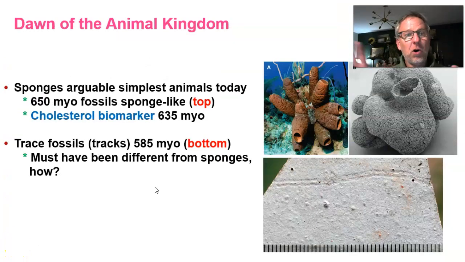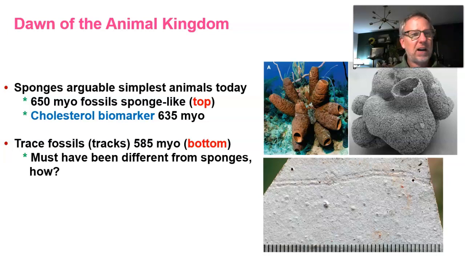So here we have the dawn of the animal kingdom, because at some point we see the origins of our own animal lineage, Animalia or Metazoa. Now, sponges arguably are the simplest animals around today. So we might use them as a model for what the earliest animal life forms were like. Indeed, we do have evidence of fossilized sponges going back 650 million years ago, and that's shown in the top figure. Figure B shows a fossil. Figure A shows living sponges.